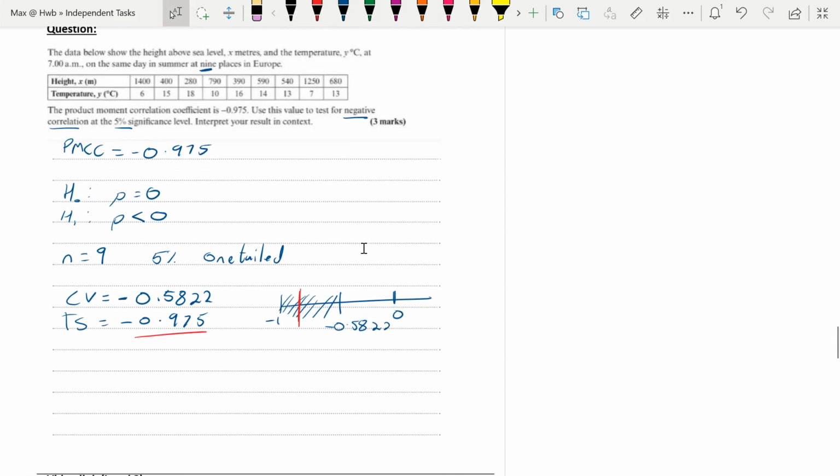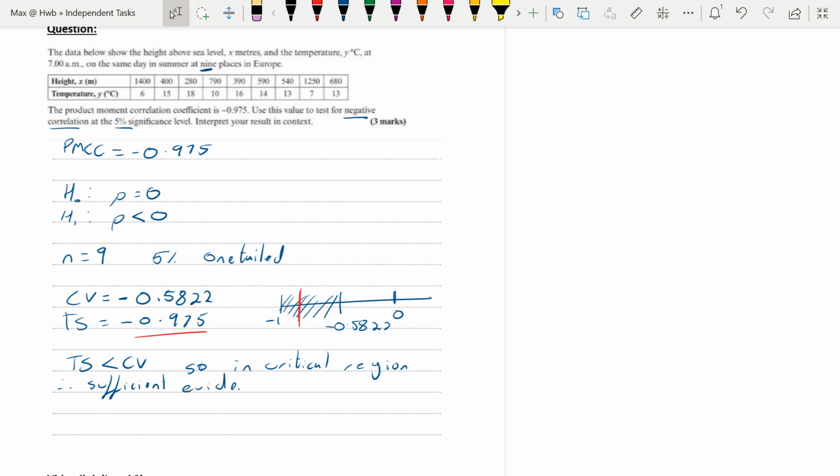Okay, so I need to state that. Test statistic is less than critical value, so in critical region. If it's in the critical region, there is sufficient evidence, so therefore sufficient evidence to reject H0. Okay, and then I need context.